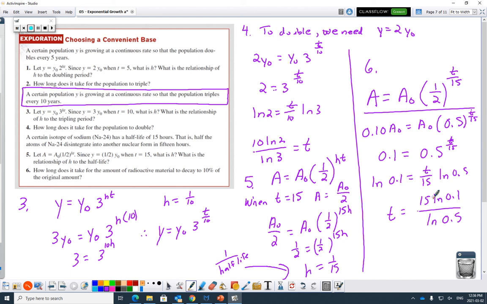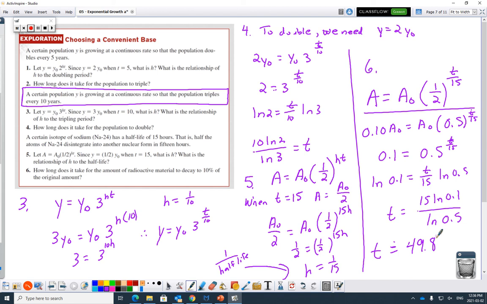ln 0.1, T over 15 ln 0.5, 15 ln 0.1 over ln 0.5. I like it. And just to get that as an approximate answer, I'll jam that into my calculator, see what I think of the answer. 0.1 divided by ln 0.5. 49.8. Does that make sense?